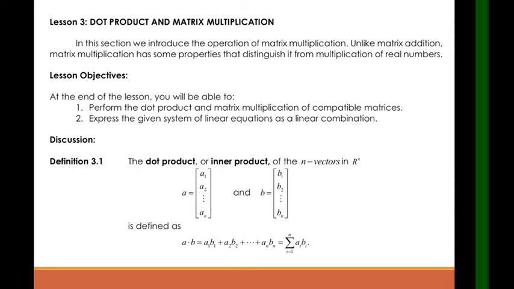Definition 3.1: the dot product or inner product of the n vectors in R raised to n, for the real numbers. So we have A equals the vector a sub 1, a sub 2, ellipses up to a sub n, and B equals the vector b sub 1, b sub 2, ellipses up to b sub n. It is defined as A dot B equals a sub 1 times b sub 1, plus a sub 2 times b sub 2, plus ellipses, plus a sub n times b sub n, which is equal to the summation of a sub i, b sub i, where i is equal to 1 up to n.